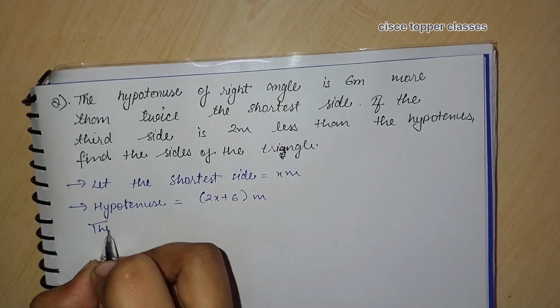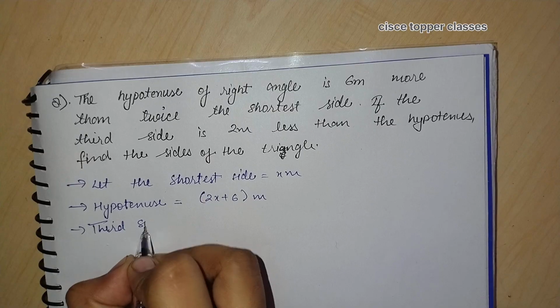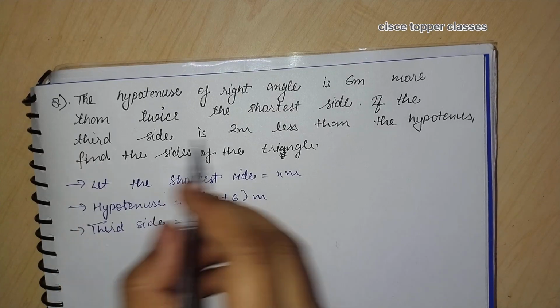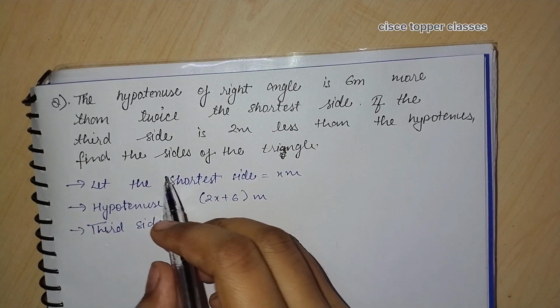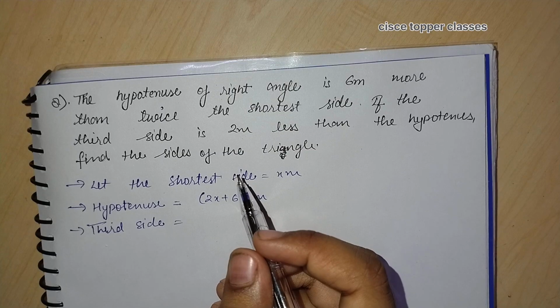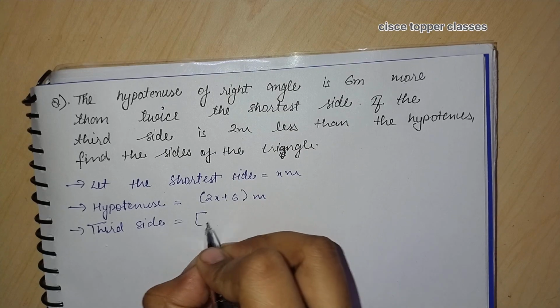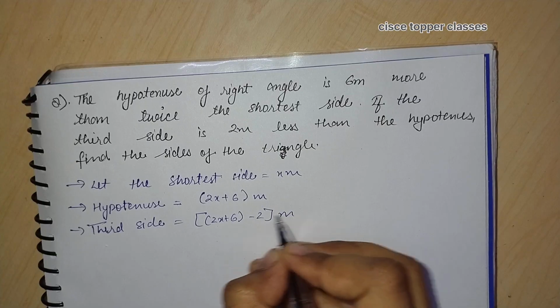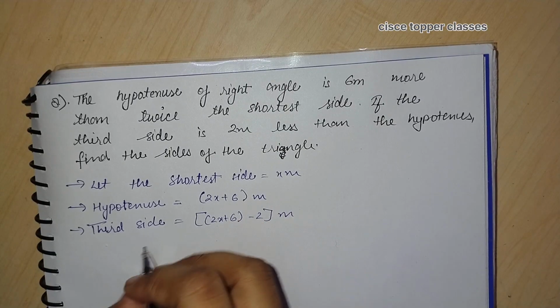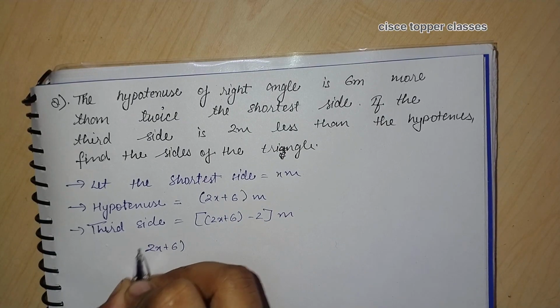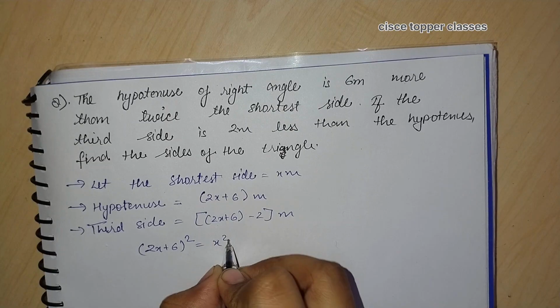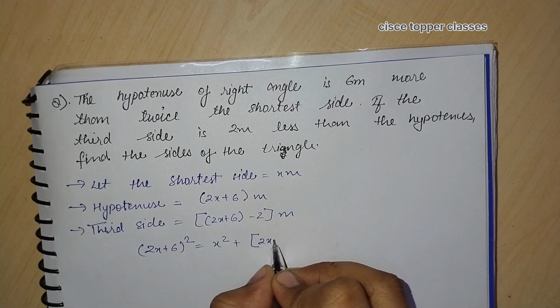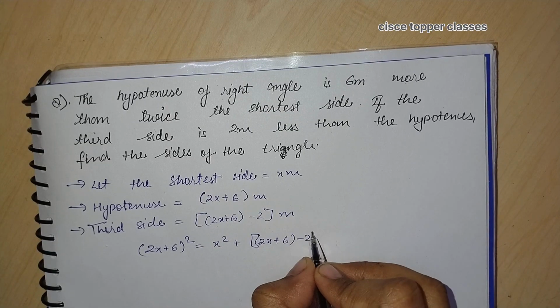Now the third side given to us is 2 meter less than the hypotenuse. Find the sides of the triangle. So we can write it as 2x plus 6 minus 2 meter. Simply by Pythagoras theorem we can write (2x plus 6) whole square is equal to x square plus (2x plus 6 minus 2) whole square.